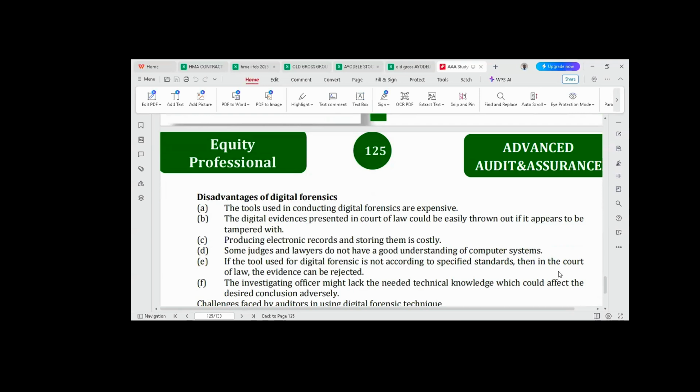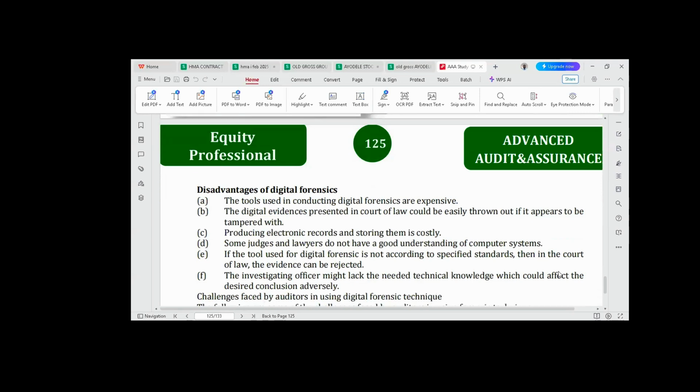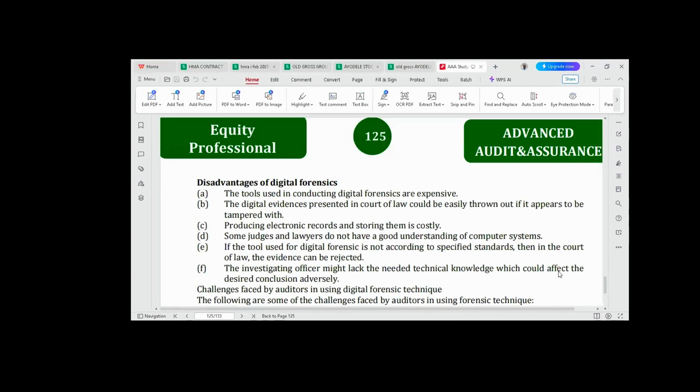Okay? The investigating officer might lack the needed technical knowledge, which could affect the desired conclusion adversely. So just like the lawyers, the investigating officer, that is the forensic auditor, if he does not have good technical knowledge, that case might be thrown out in the court. Okay? The case will be thrown out in the court.